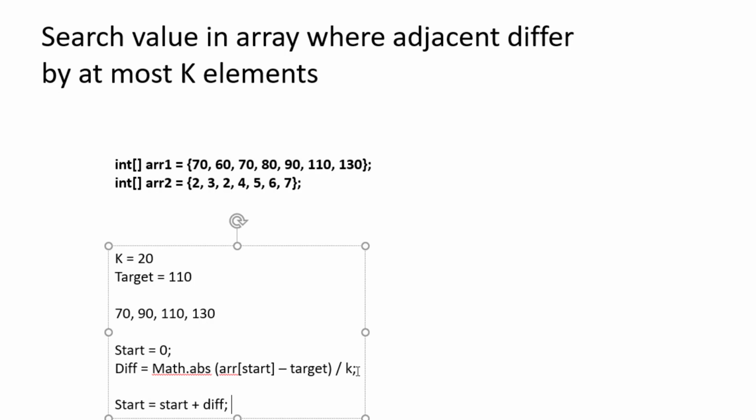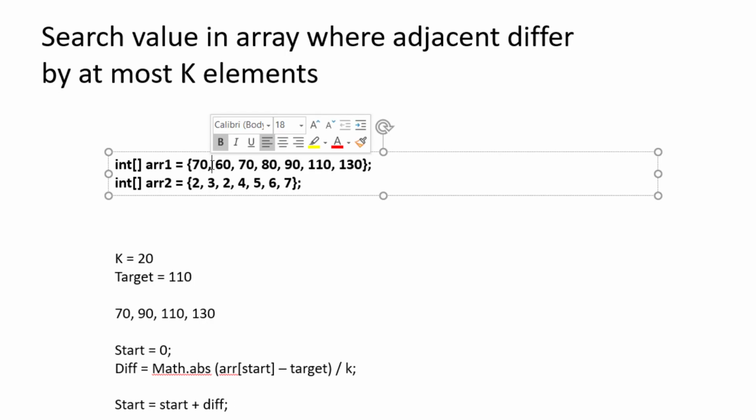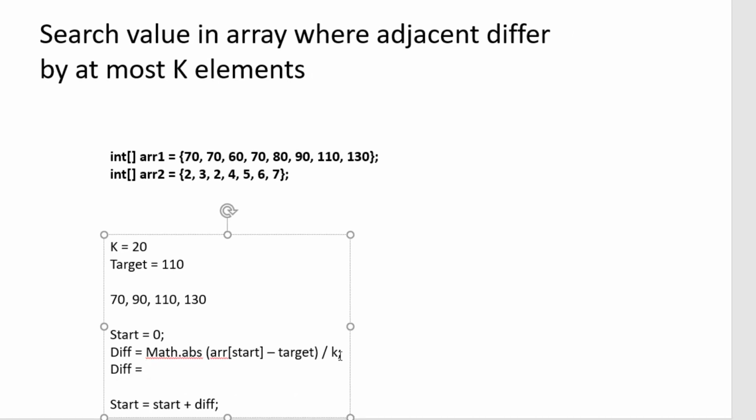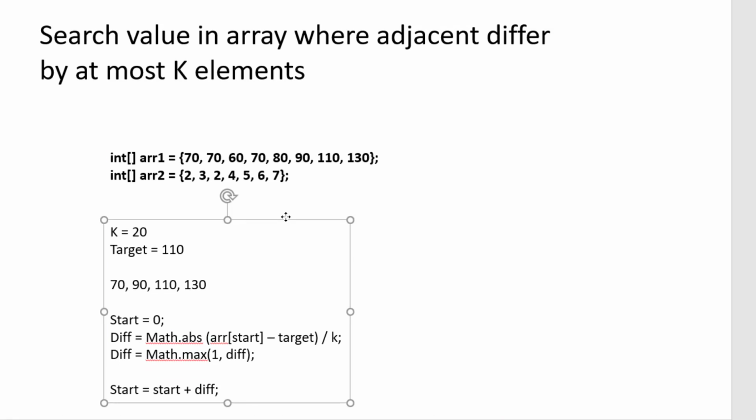So my start would jump to this new position, right? And in several cases we can have something like 70 here again. In this case, I will basically jump only by one position. So to filter that out, we can say that at least they should move by one position. So I will say Math.max(1, diff), right? So at least they should move by one position. And after that, start equals start plus diff. This will make sure that we are skipping the unnecessary elements, right?